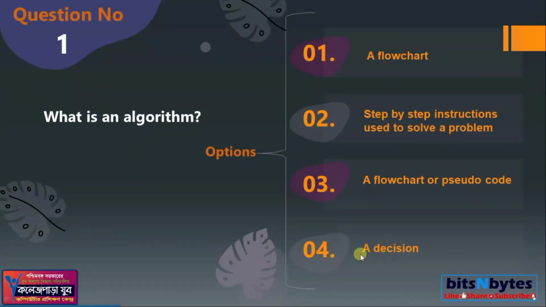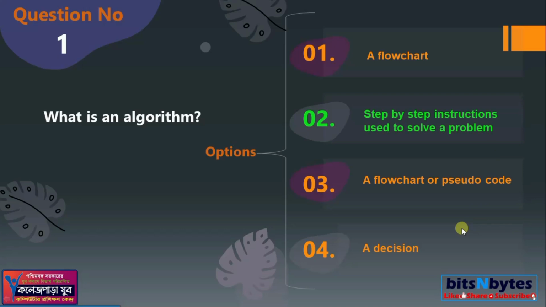Question 1. What is an algorithm? 1. A flowchart. 2. Step-by-step instructions used to solve a problem. 3. A flowchart or pseudocode for a decision. Answer: step-by-step instructions used to solve a problem.